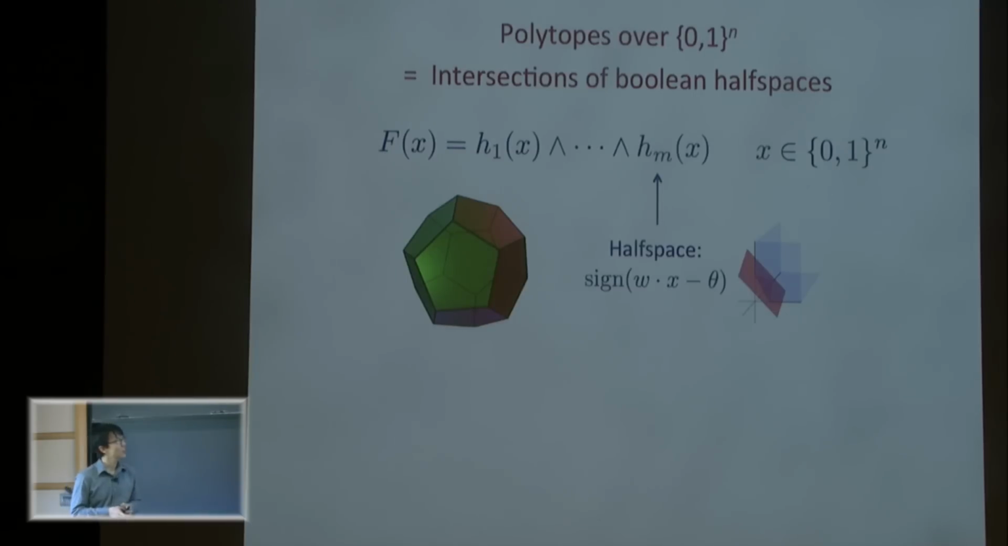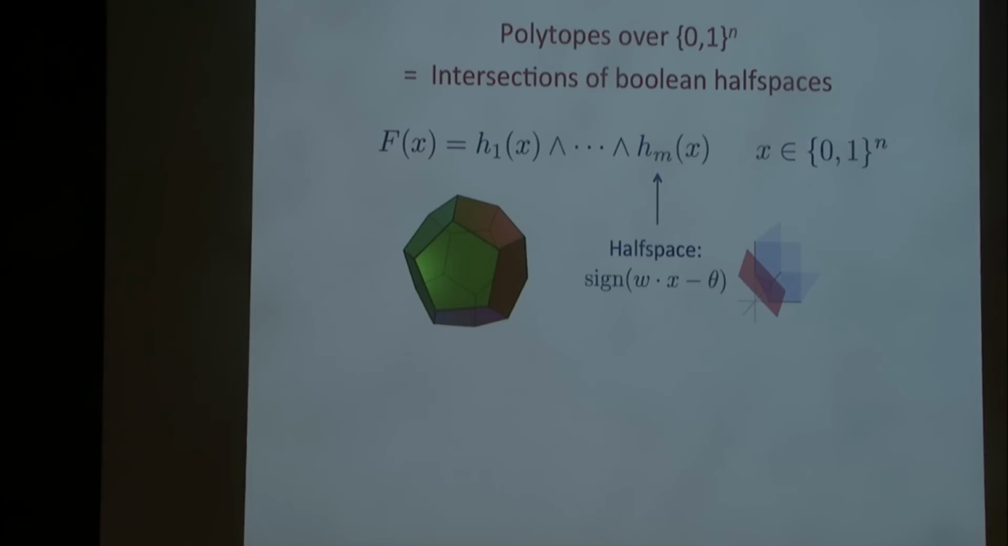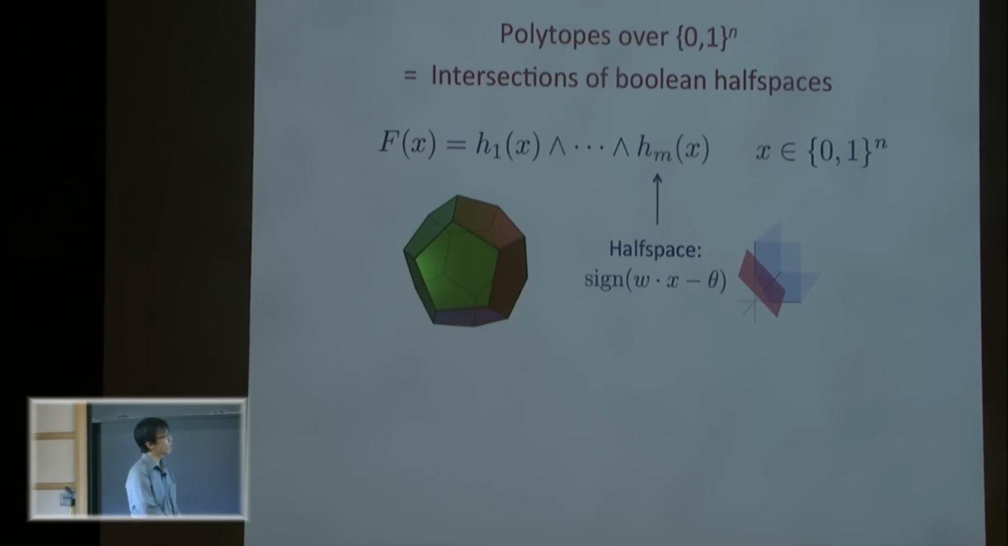Okay, great. So we'll be focusing on a very basic object, polytopes over the hypercube. These are also known as the intersections of Boolean half-spaces. So these are objects that look like this. These are functions f that can be described as the AND of h1 to hm, where each hi is a half space, the sign of w dot x minus theta. So you just take the intersection, you form a polytope.